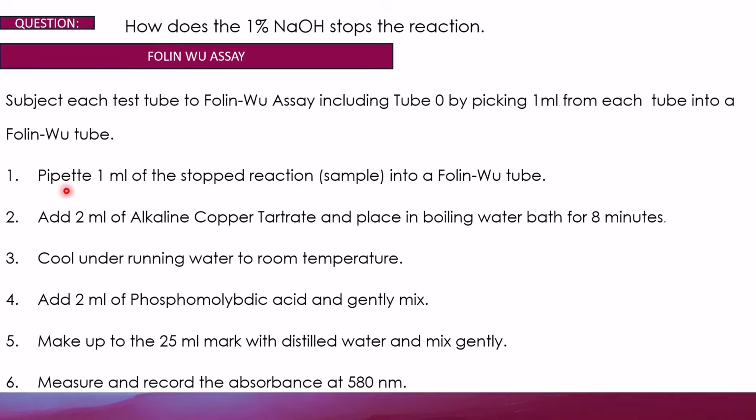So for the Folin-Wu assay, just pipette 1 ml of the stopped reaction, which is the sample, into a Folin-Wu tube. The next is to add 2 ml of our alkaline copper tartrate and place in a boiling water bath for 8 minutes. The next step is to cool under running water to room temperature. The next is to add 2 ml of phosphomolybdic acid and gently mix. The next is to make up to the 25 ml mark with distilled water and mix gently. And the last step is to measure and record the absorbance at 580 nanometers.